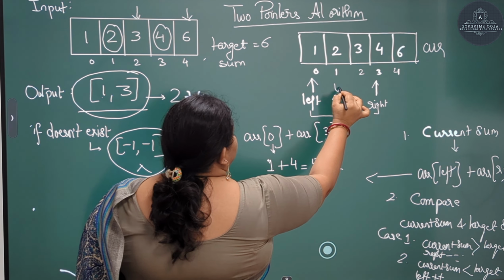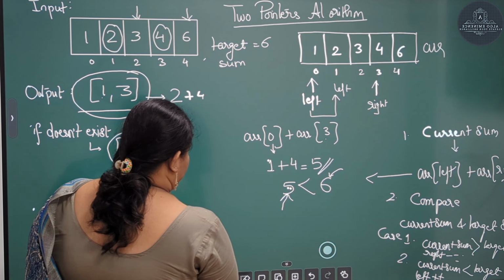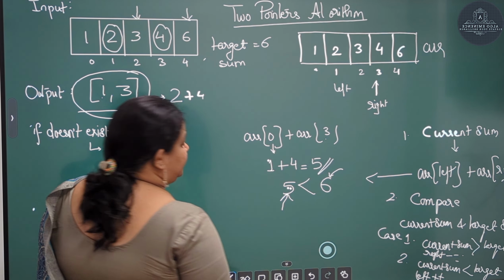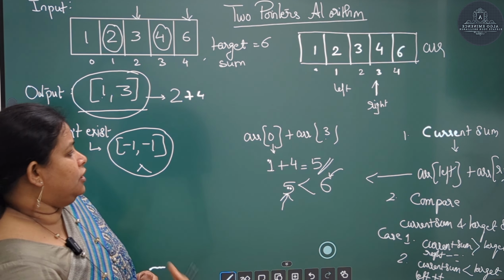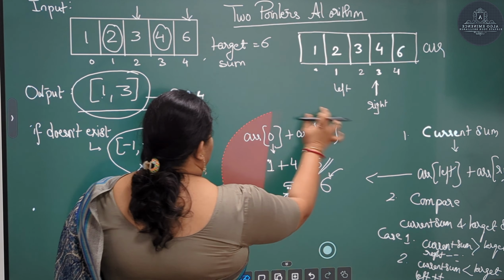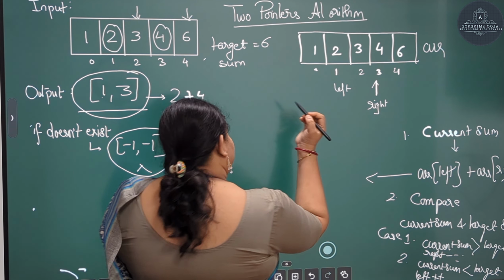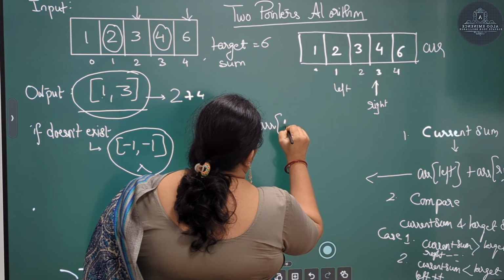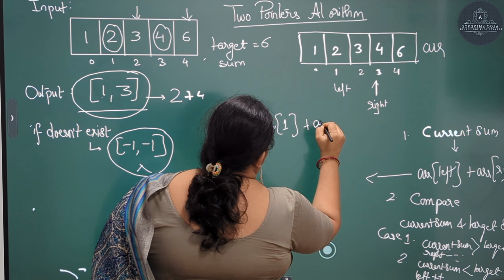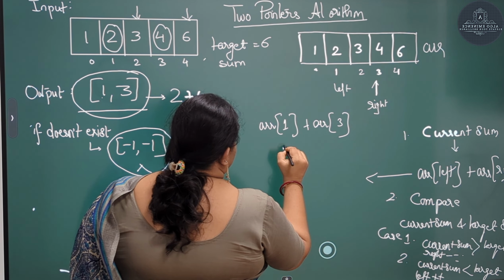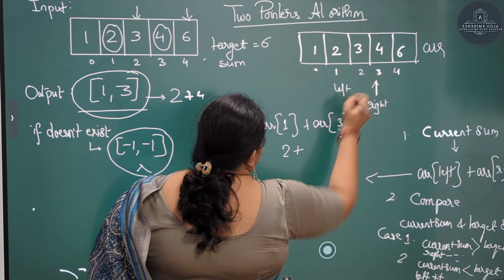So when the left pointer moves over here, again you go for the calculations. The same repetitive steps take place. Now what is happening? My left pointer is placed at 1, whereas the right is placed in the same position. The value at the left is nothing but 2, and at 3 it is nothing but 4.